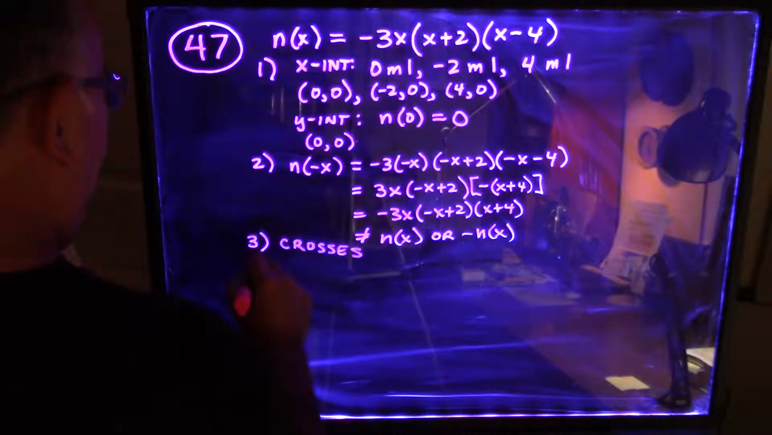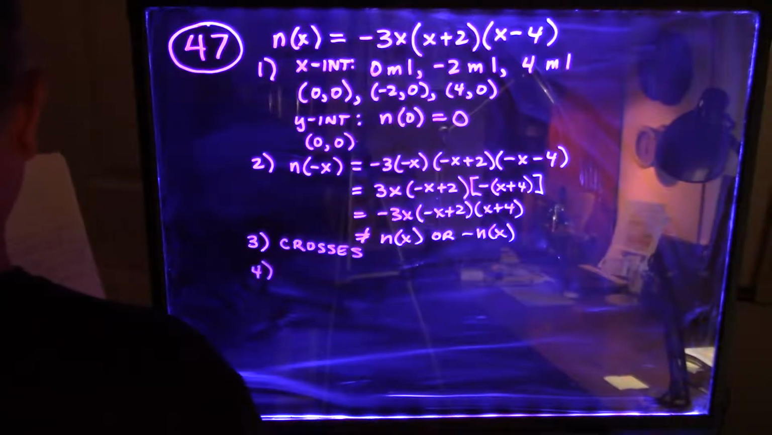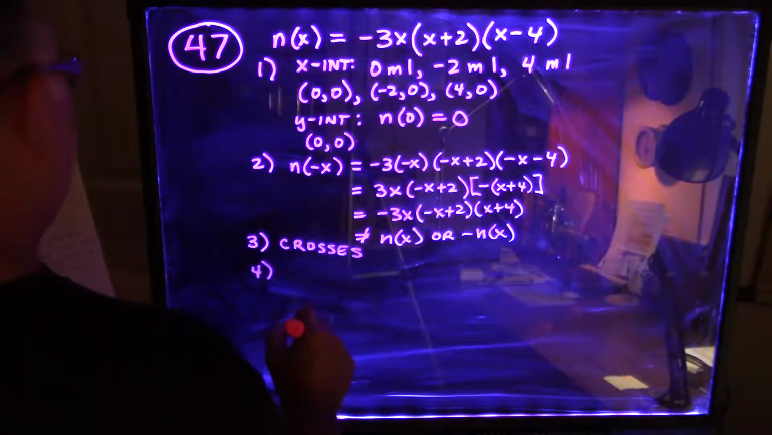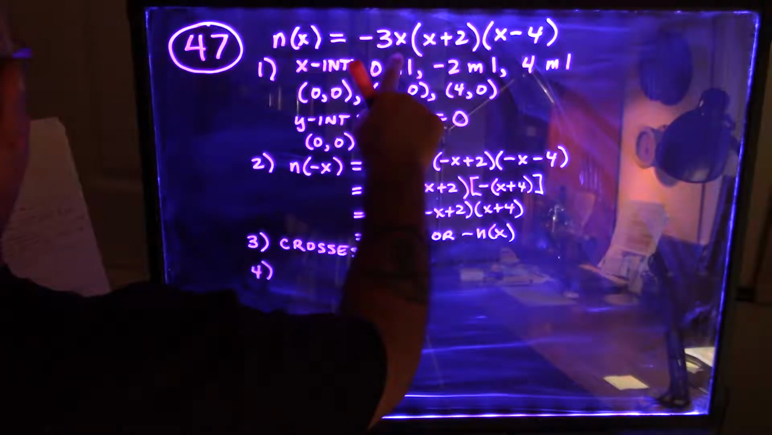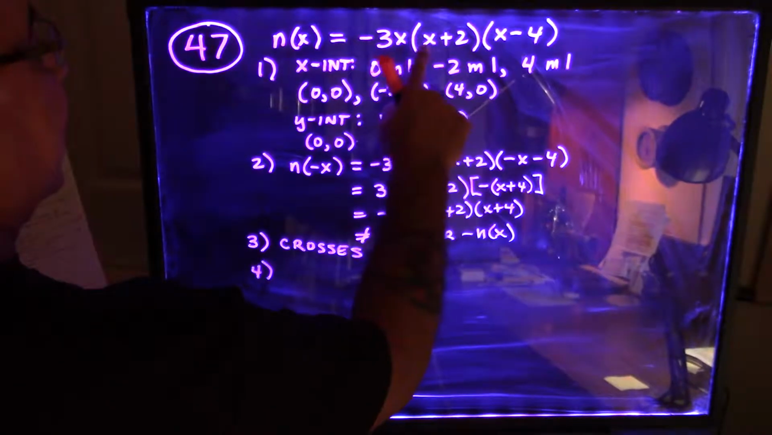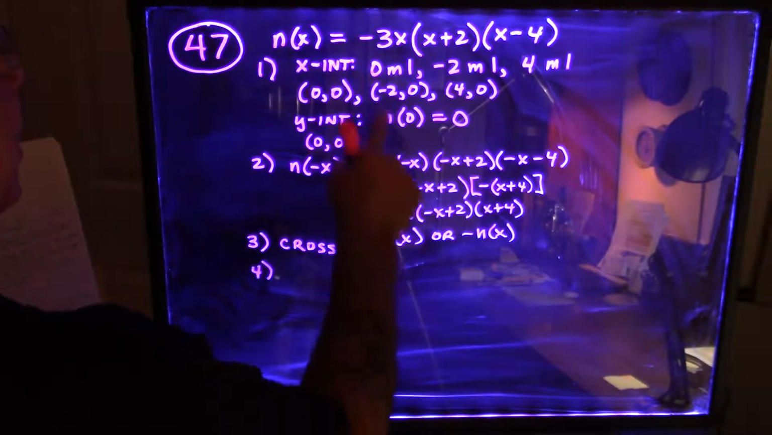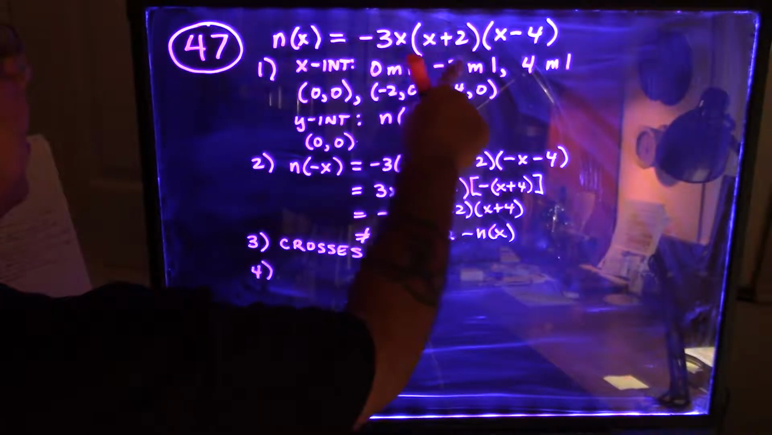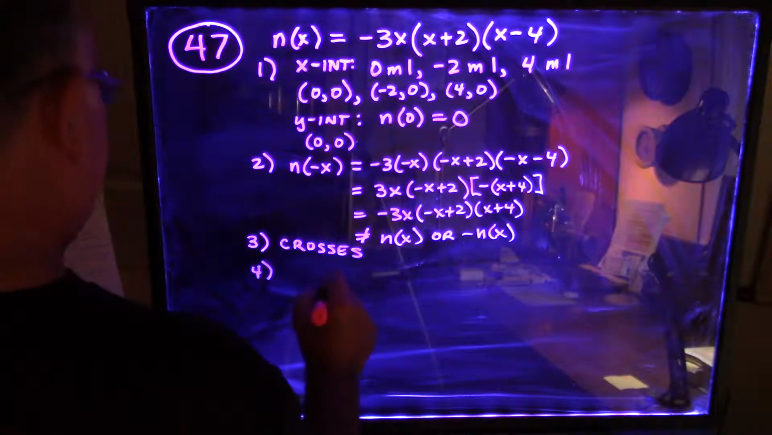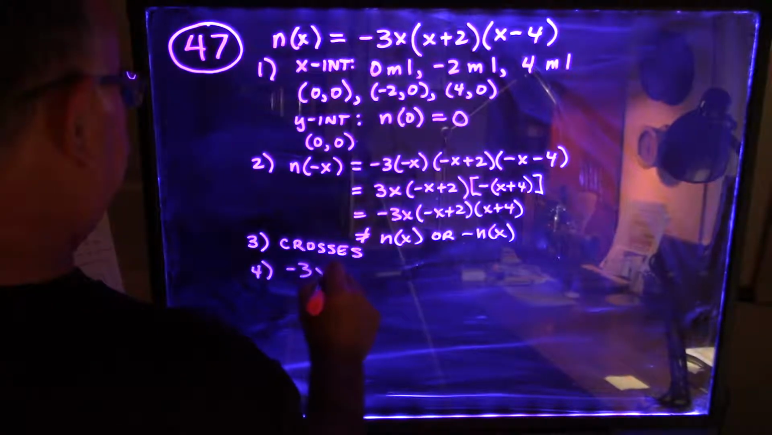So step 4, end behavior. Okay, the leading term, you've got a -3x, and then x times x is x squared. -3x times x squared is -3x cubed. Alright, that's your leading term.